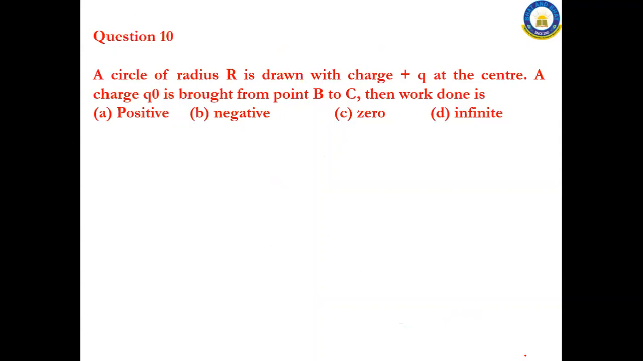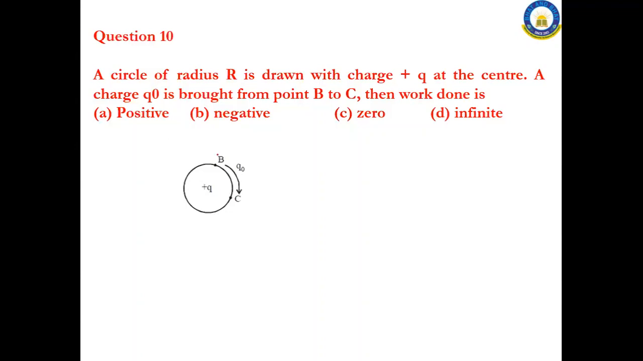So read the question. A circle of radius r is drawn with charge plus q at the center. A charge q0 is brought from point B to C. Then you have to see the diagram. B to C here. So then work done is.